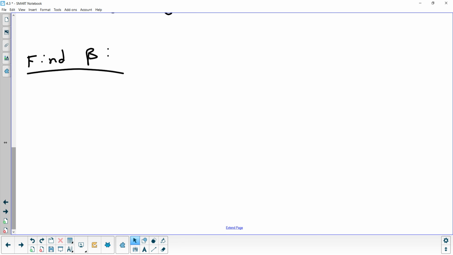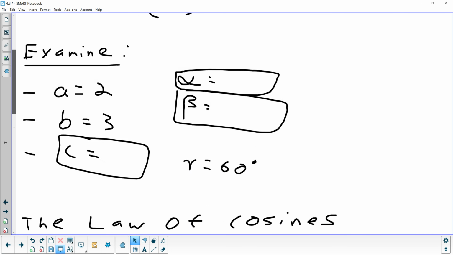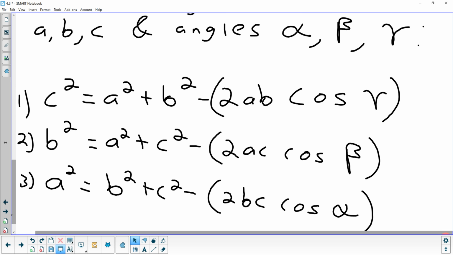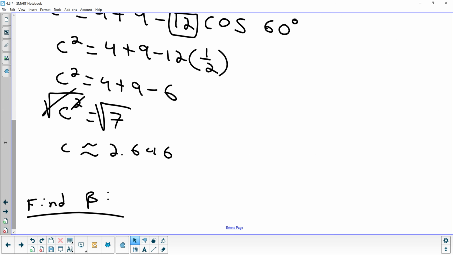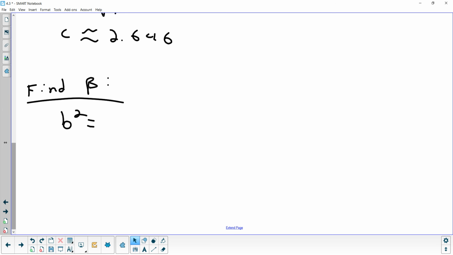All right, first step is write down the law of cosines that has beta in it. That starts out with b squared. Okay, so we're going to use version 2. I'll just copy it over. All right. So b squared equals a squared plus c squared minus 2ac cosine beta. Okay, let's fill it in.